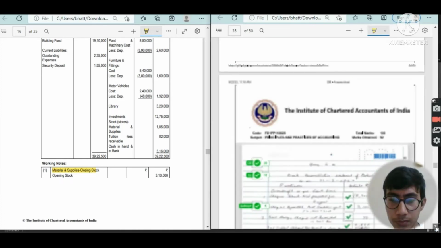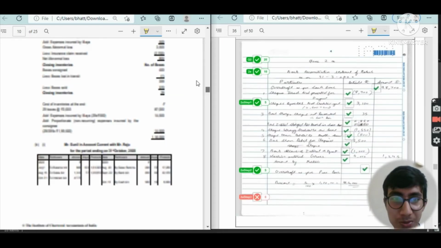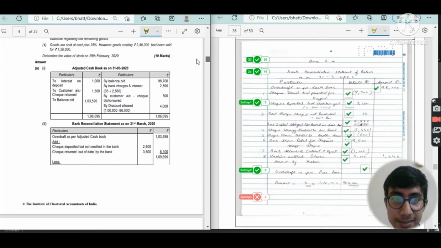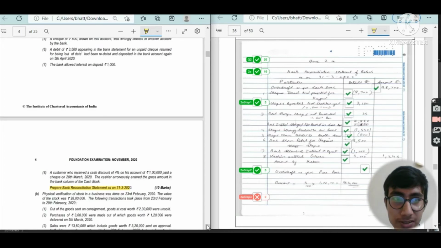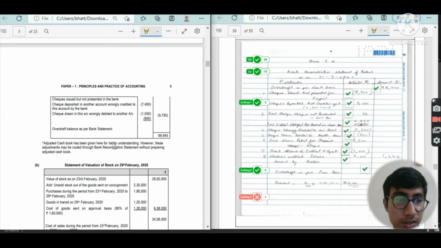Then I have attempted 2A. In 2A, one thing you need to know is that the suggested answer is not always correct. As I see, it says prepare BRS as on this date. It was nowhere mentioned that you need to make BRS with an adjusted cash book. So see what they have made.